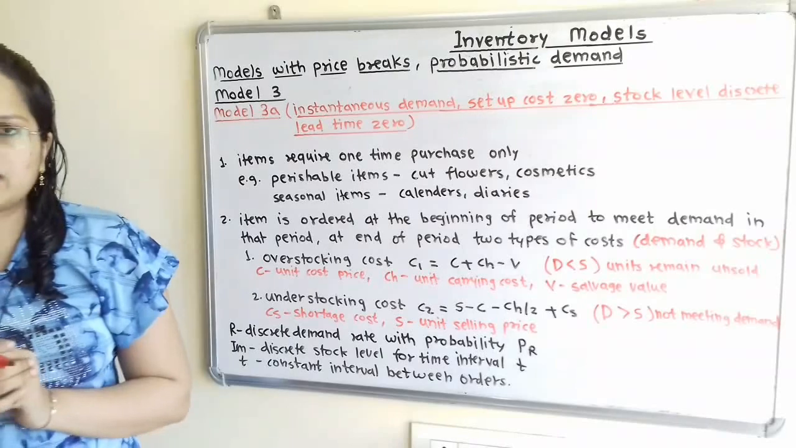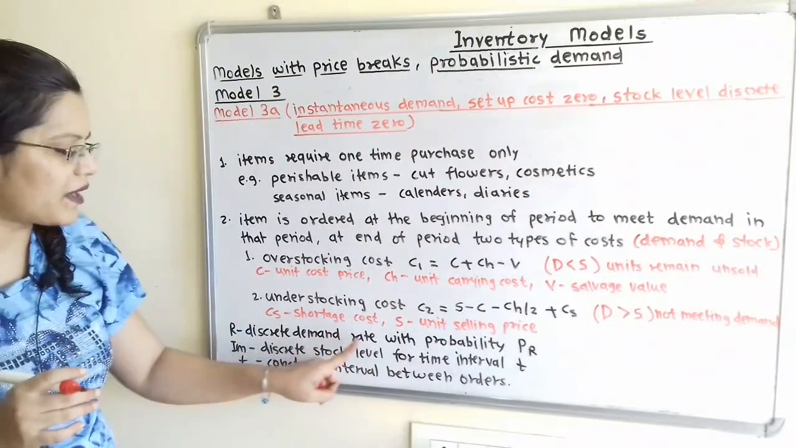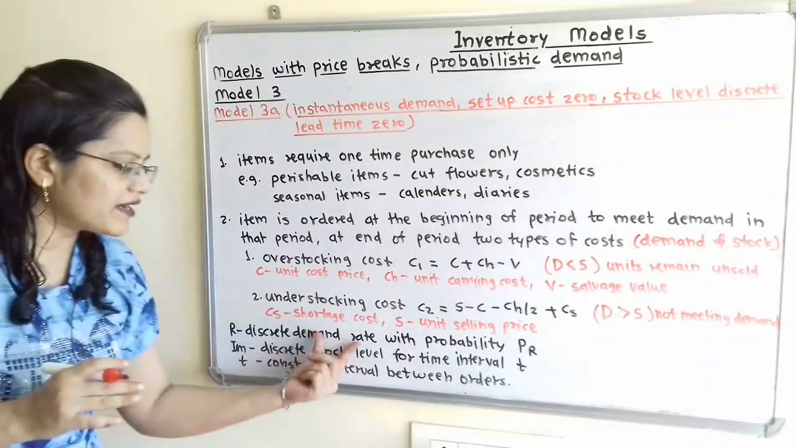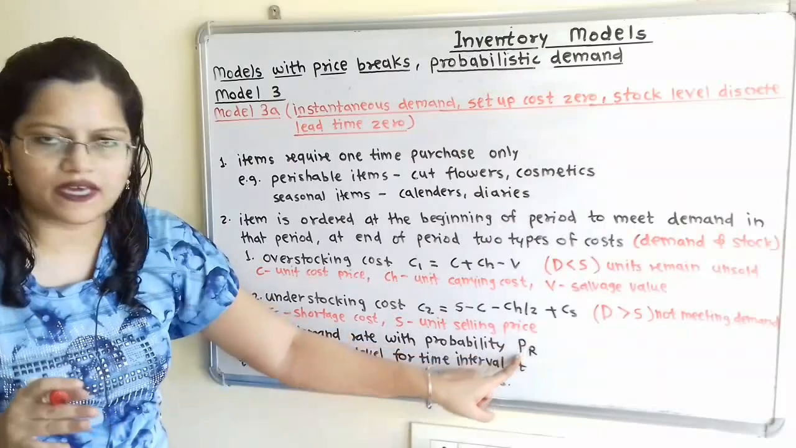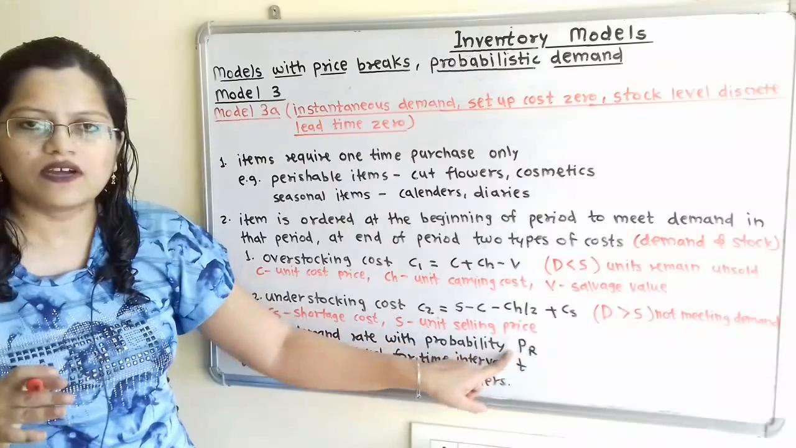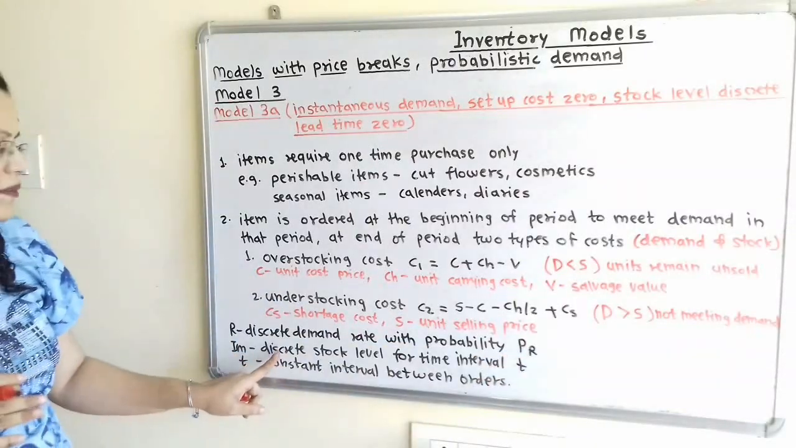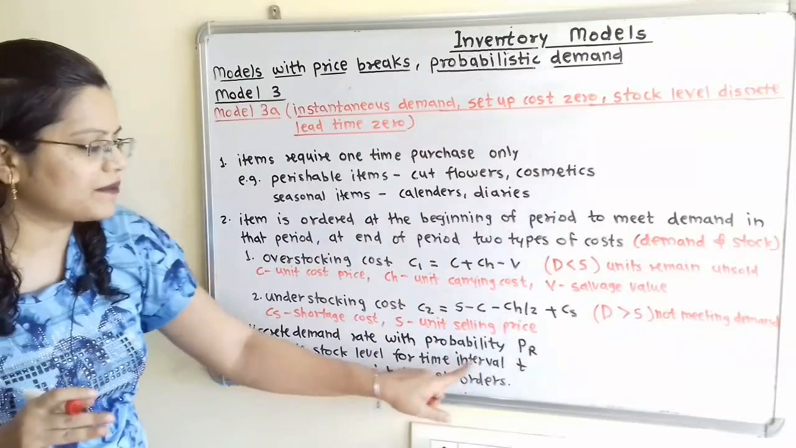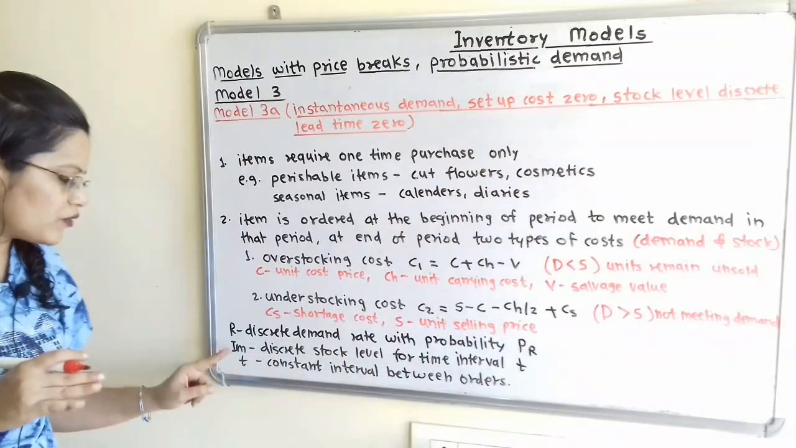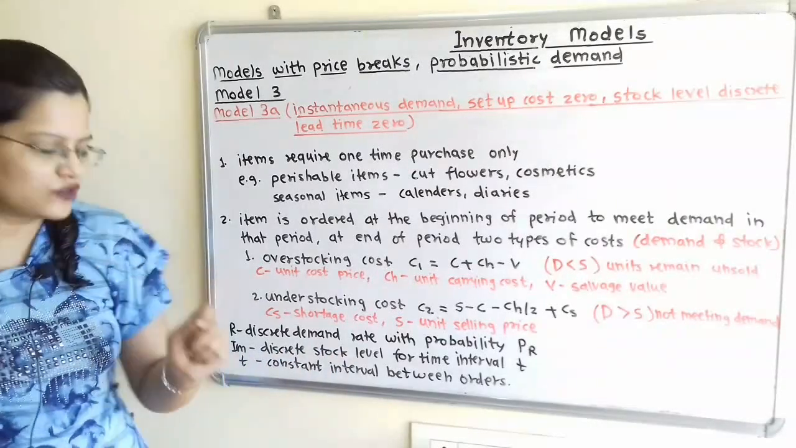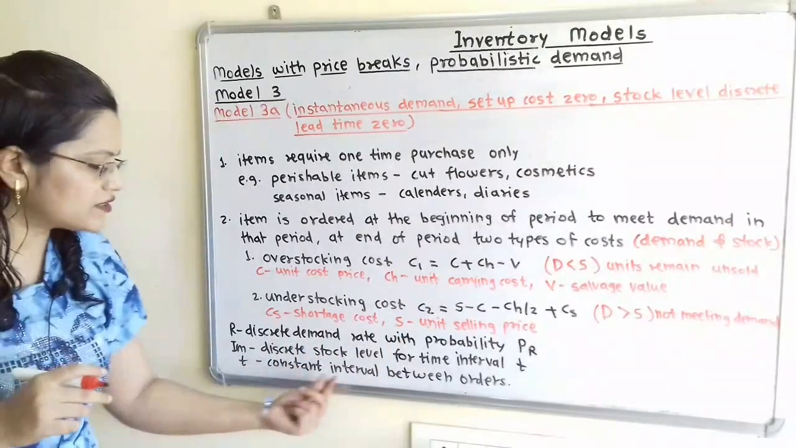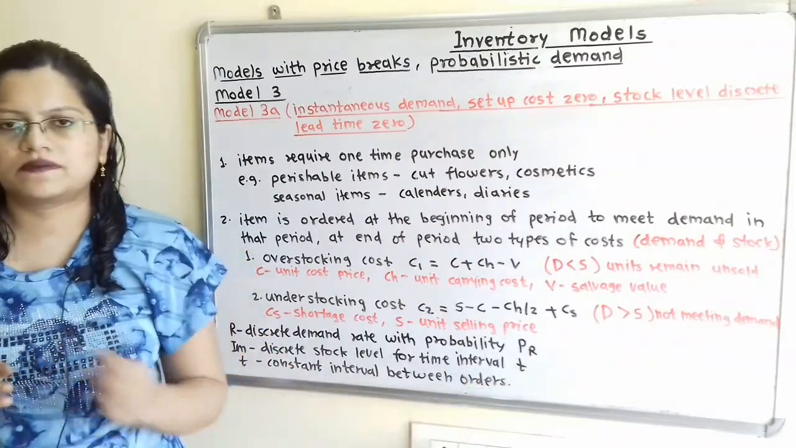Then the next notation is R, that is the discrete demand rate with probability PR. In the question, this demand rate is shown with this probability PR, which is mentioned in the question under the column PR. Then IM. IM is the discrete stock level for time interval T. For a particular time interval T, this is the stock level. IM means the maximum inventory, so this discrete stock level is also mentioned. And then T, that is the constant interval between orders.